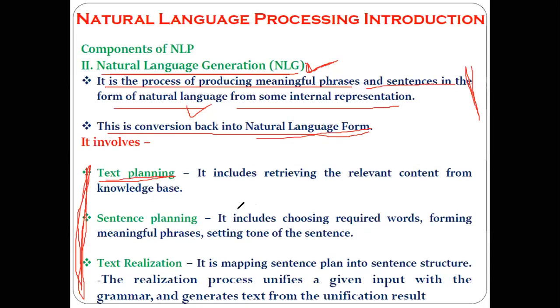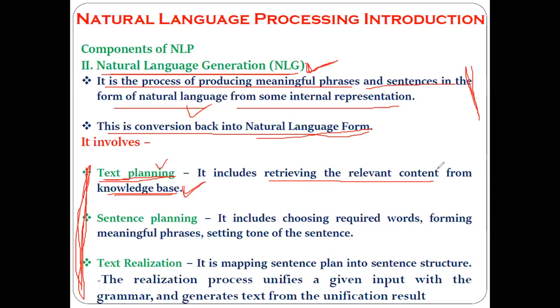That is called what? Text planning. Retrieving the relevant content from the knowledge base. Now, what is your knowledge base? Our brain is our knowledge base. Our brain and our neural system is our knowledge base. Now in the case of the machine or the system, we are creating an artificial knowledge base.